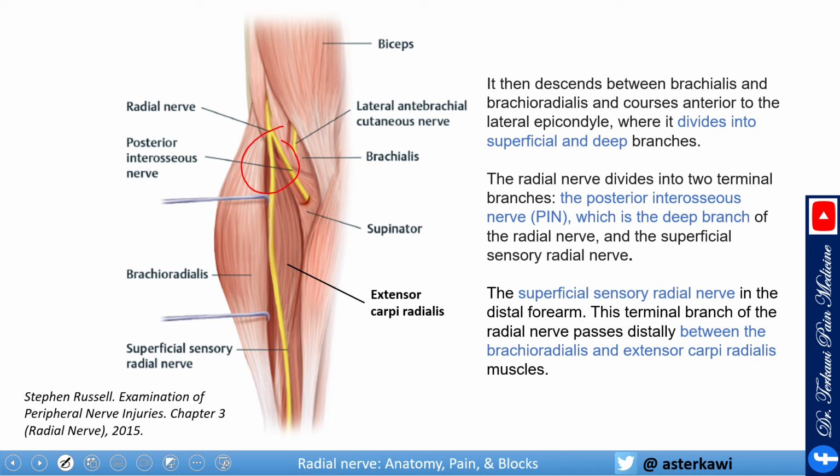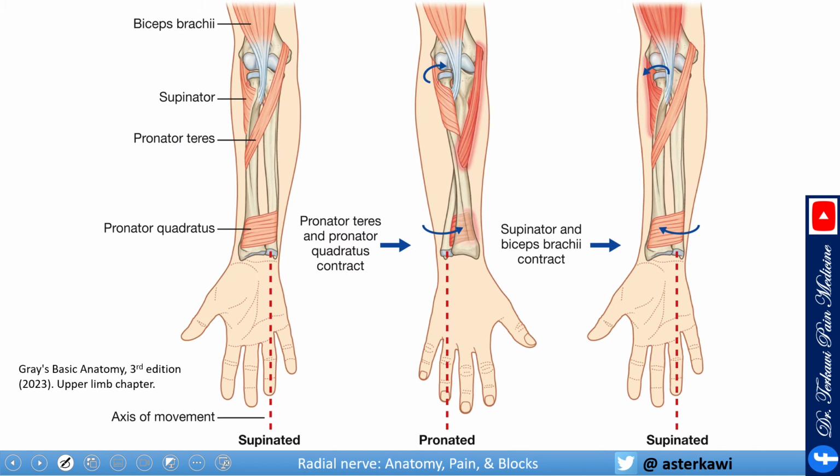And the superficial sensory radial nerve continues to the distal forearm just underneath the brachioradialis. So if you follow the brachioradialis, it's underneath that, most of the time between the brachioradialis and the extensor carpi radialis. Just to remind you, because we're going to talk about the supinator muscle again, which supinates the forearm. This is how the supination looks, and this is how the pronation looks. Notice here how the muscle gets squeezed in supination, and we're going to talk about the nerve and entrapment there in a second.